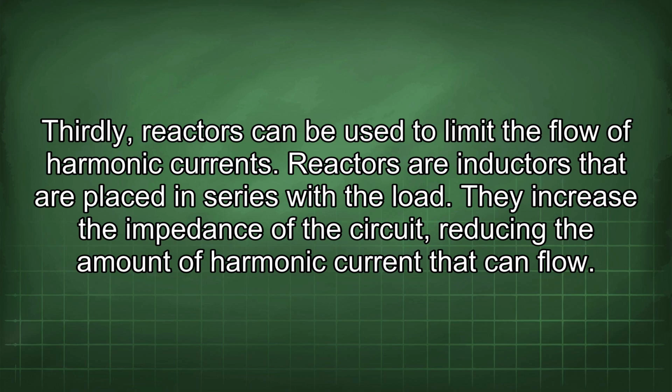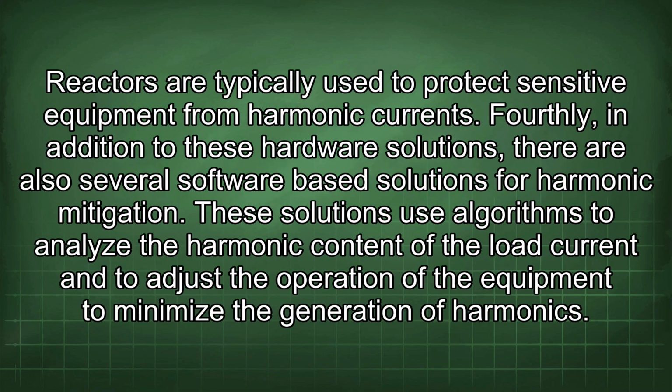Thirdly, reactors can be used to limit the flow of harmonic currents. Reactors are inductors that are placed in series with the load. They increase the impedance of the circuit, reducing the amount of harmonic current that can flow. Reactors are typically used to protect sensitive equipment from harmonic currents.